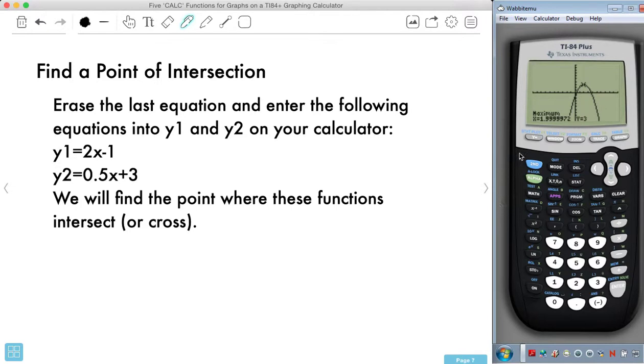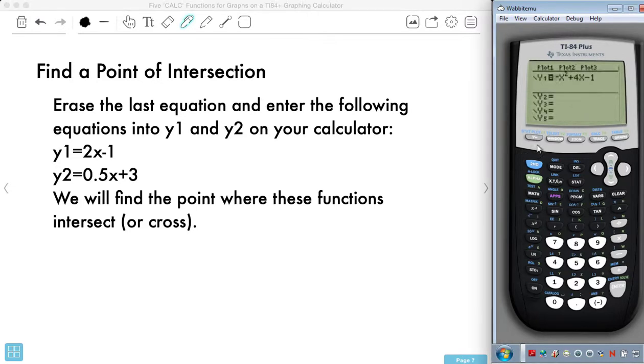The last calculation function we'll look at is finding a point of intersection. Go back into y equals, let's clear that function out, and let's put a couple functions in here. So 2x minus 1 is our first function, and press the down arrow to go to y2 and type in 0.5x plus 3. I'm going to hit graph, and you can see that these two functions cross at this point.